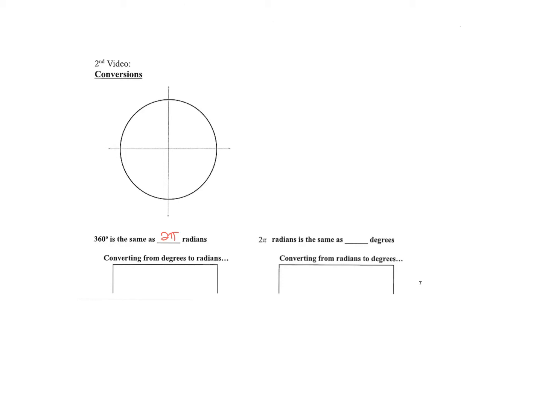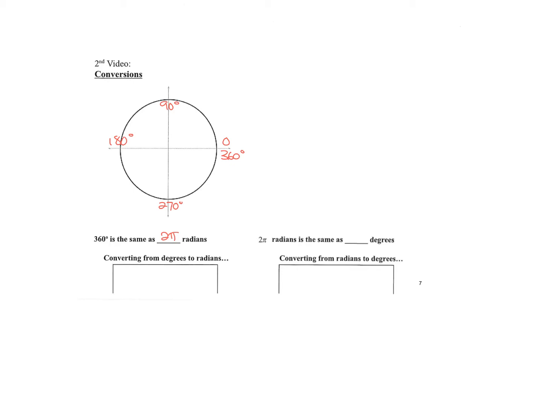So when we start going around our circle in degrees, we have 0 degrees, 90 degrees, 180 degrees when I've gone halfway around my circle, 270 degrees when I've gone 3/4 of the way around my circle, and 360 degrees when I've gone all the way around my circle.